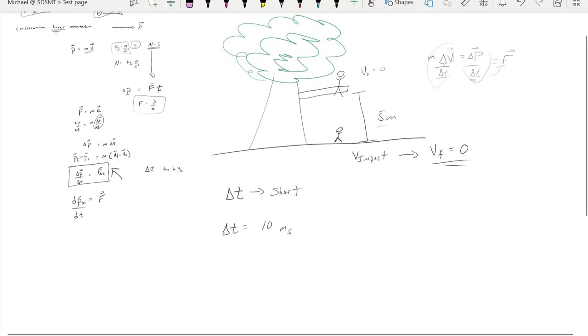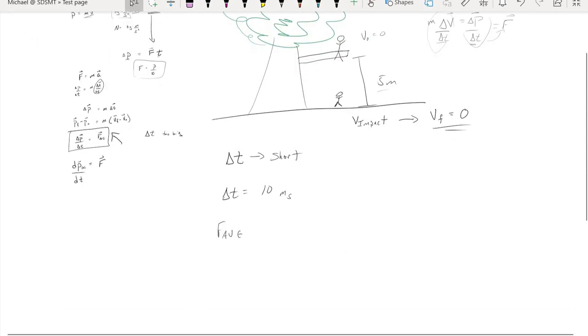Okay, so I would like to know what is the average force that this child experiences during the landing. We'll give the child a mass of, let's say, 30 kilograms. We know the child is starting from a height of 5 meters. They'll jump down to the ground. But if I'm going to know how the momentum changes during the impact, I'm going to have to know how the velocity changes at the impact.